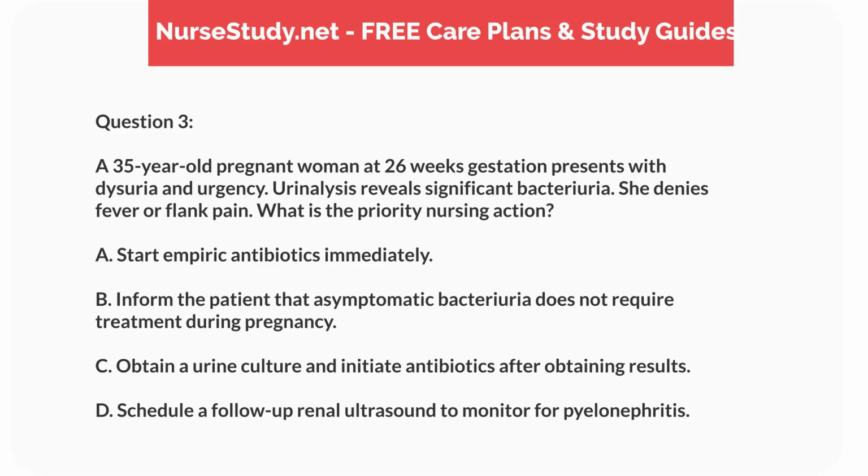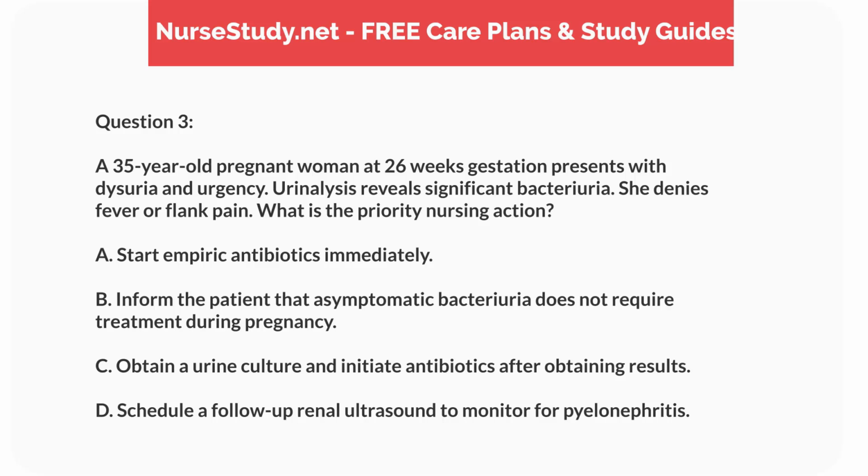Question 3. A 35-year-old pregnant woman at 26 weeks gestation presents with dysuria and urgency. Urinalysis reveals significant bacteriuria. She denies fever or flank pain. What is the priority nursing action?